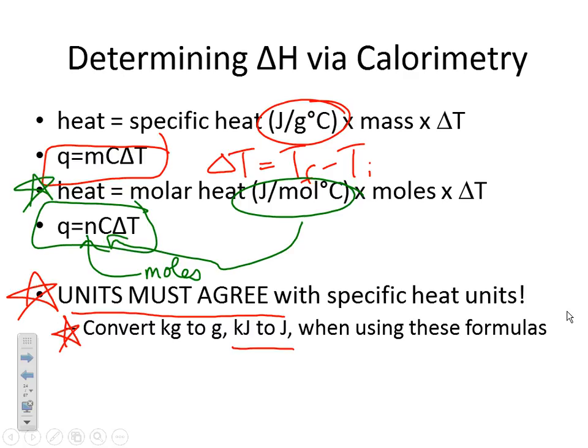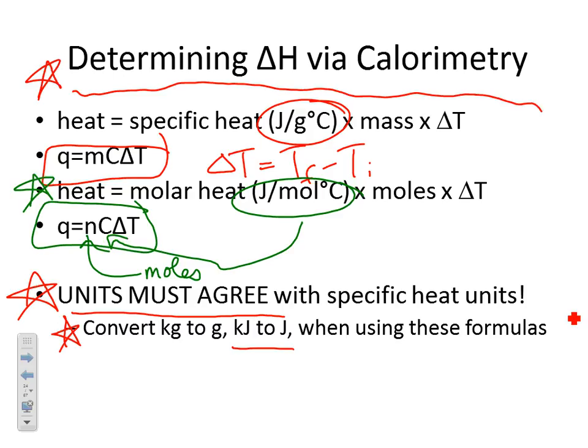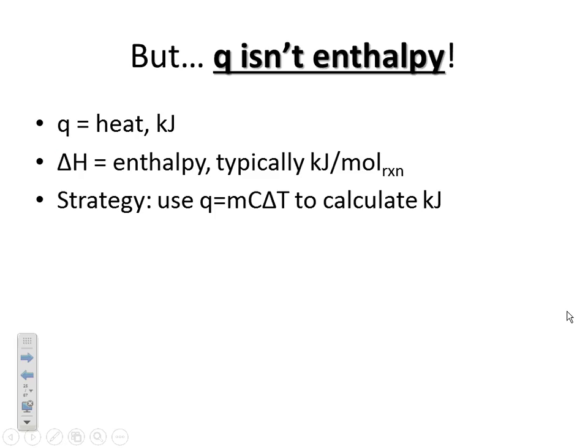But what we really want to do is determine delta H through calorimetry. Q isn't enthalpy. All enthalpies are heat. Not all heats are enthalpies. We've talked about this. And enthalpy is very specific.